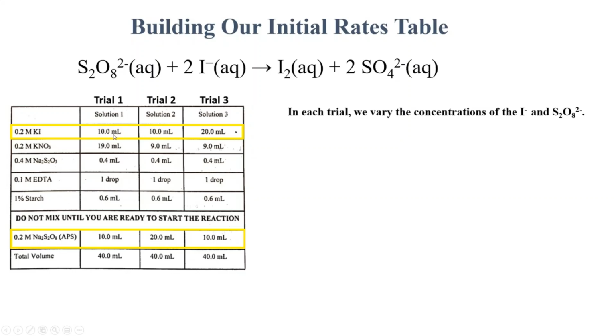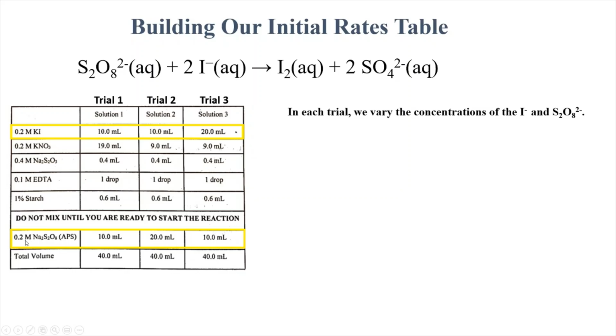That means you can kind of see how this table is going to start to get set up. We're going to use these variations in the volume, which give us different numbers of moles in the final solutions, where we have a rate at one concentration and then a rate at twice that concentration.